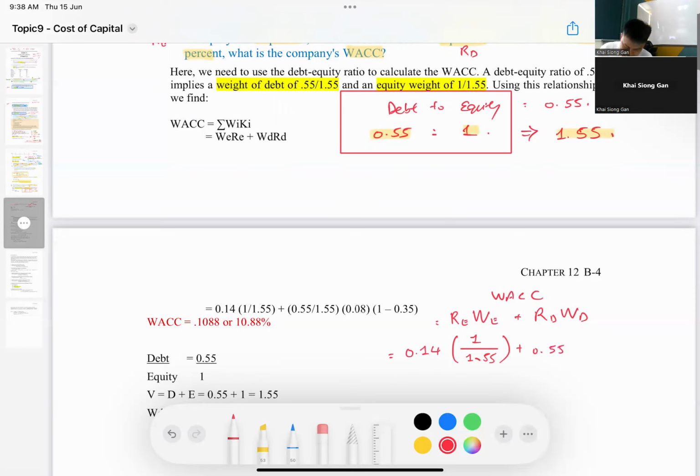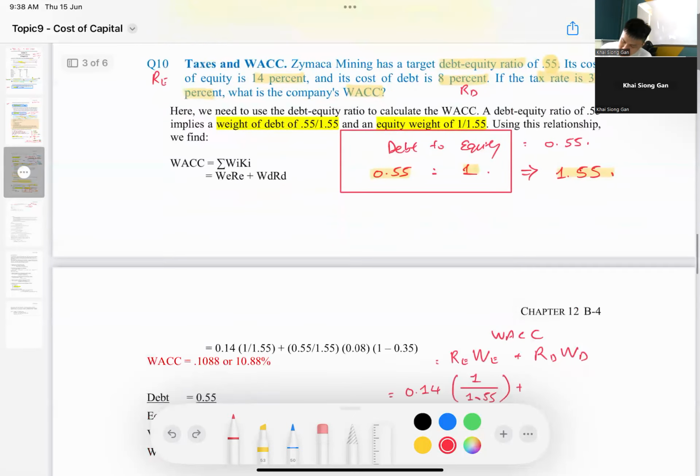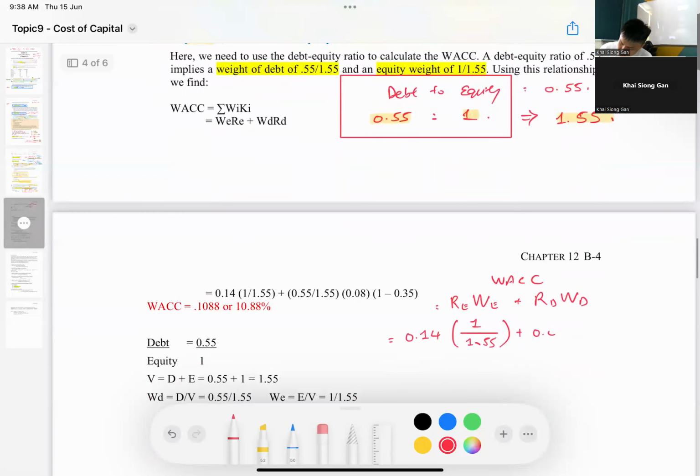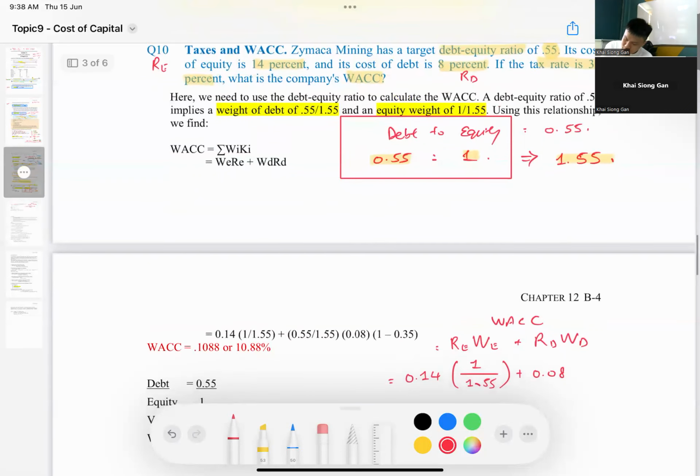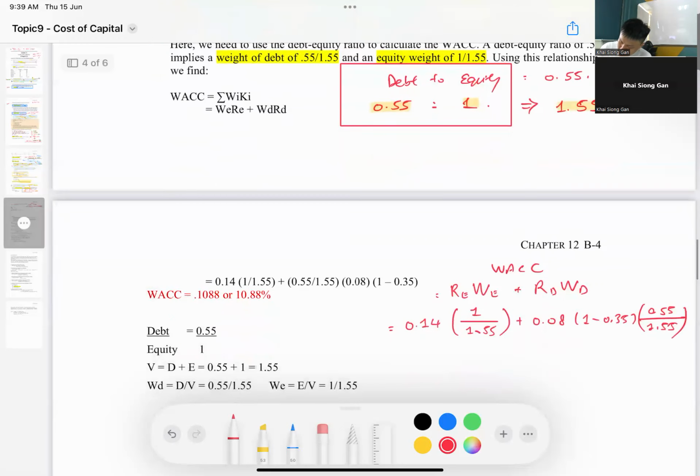How much? 8%, 8%. 0.08. Okay. Adjust for tax, 1 minus 35%. Okay, and then the weightage 0.55 divided by 1.55. Okay, you put into calculator.